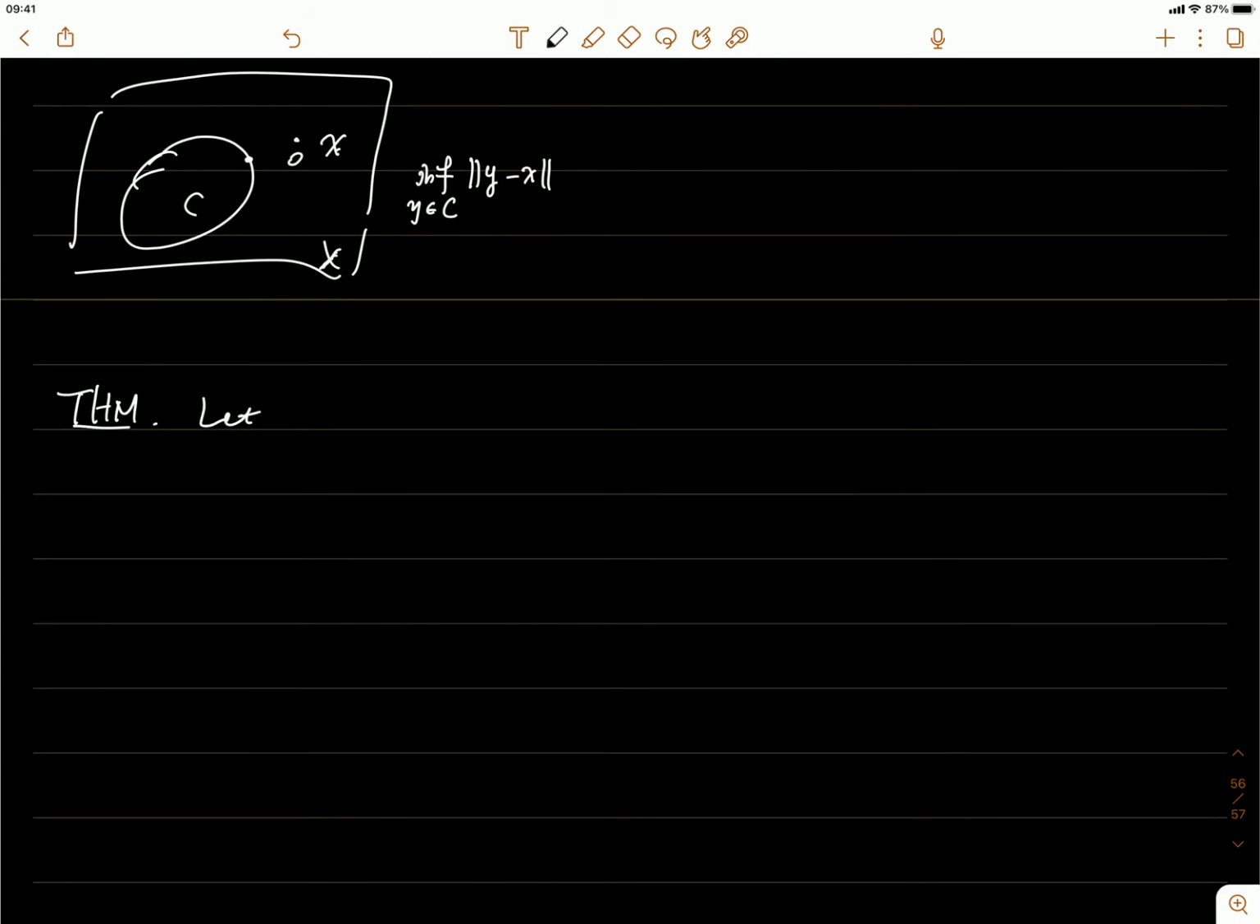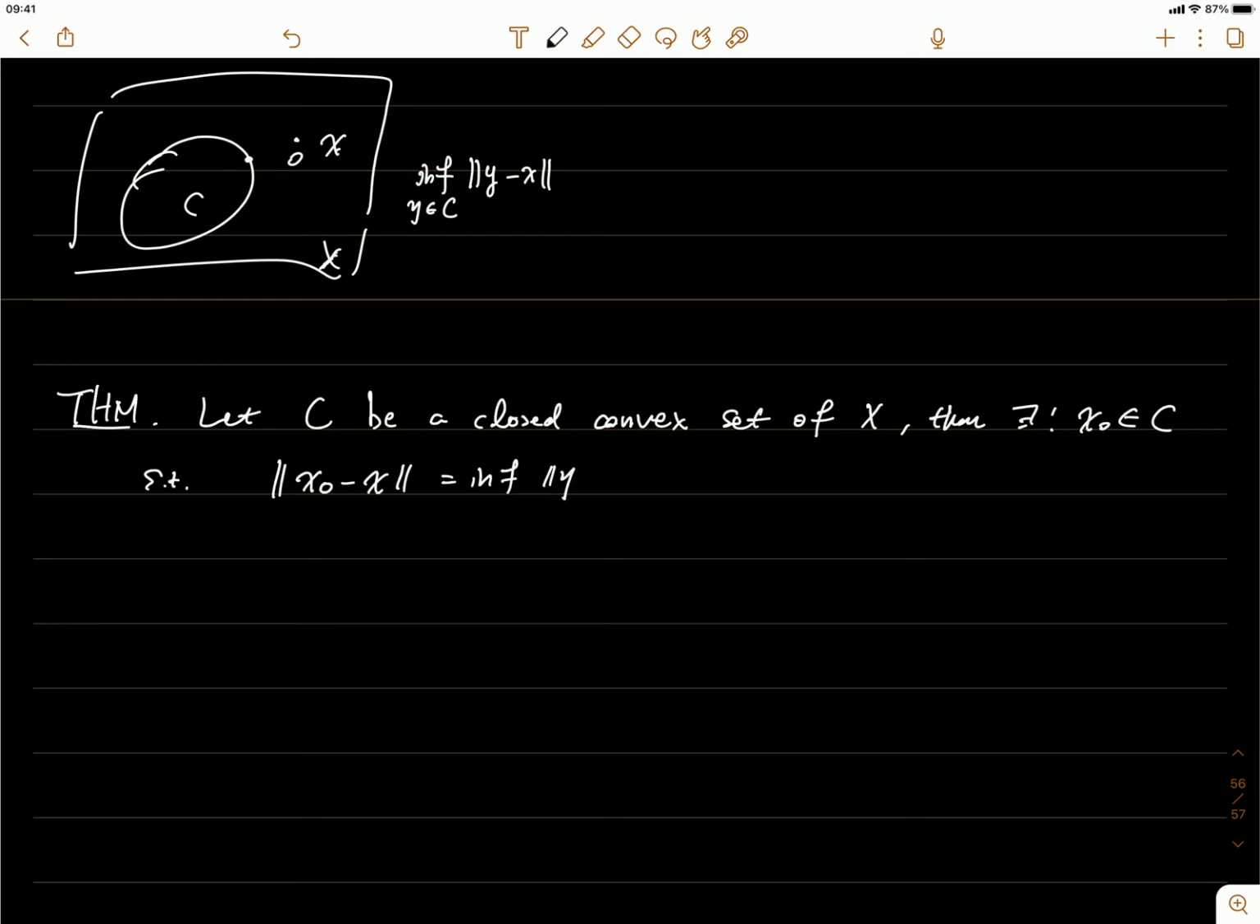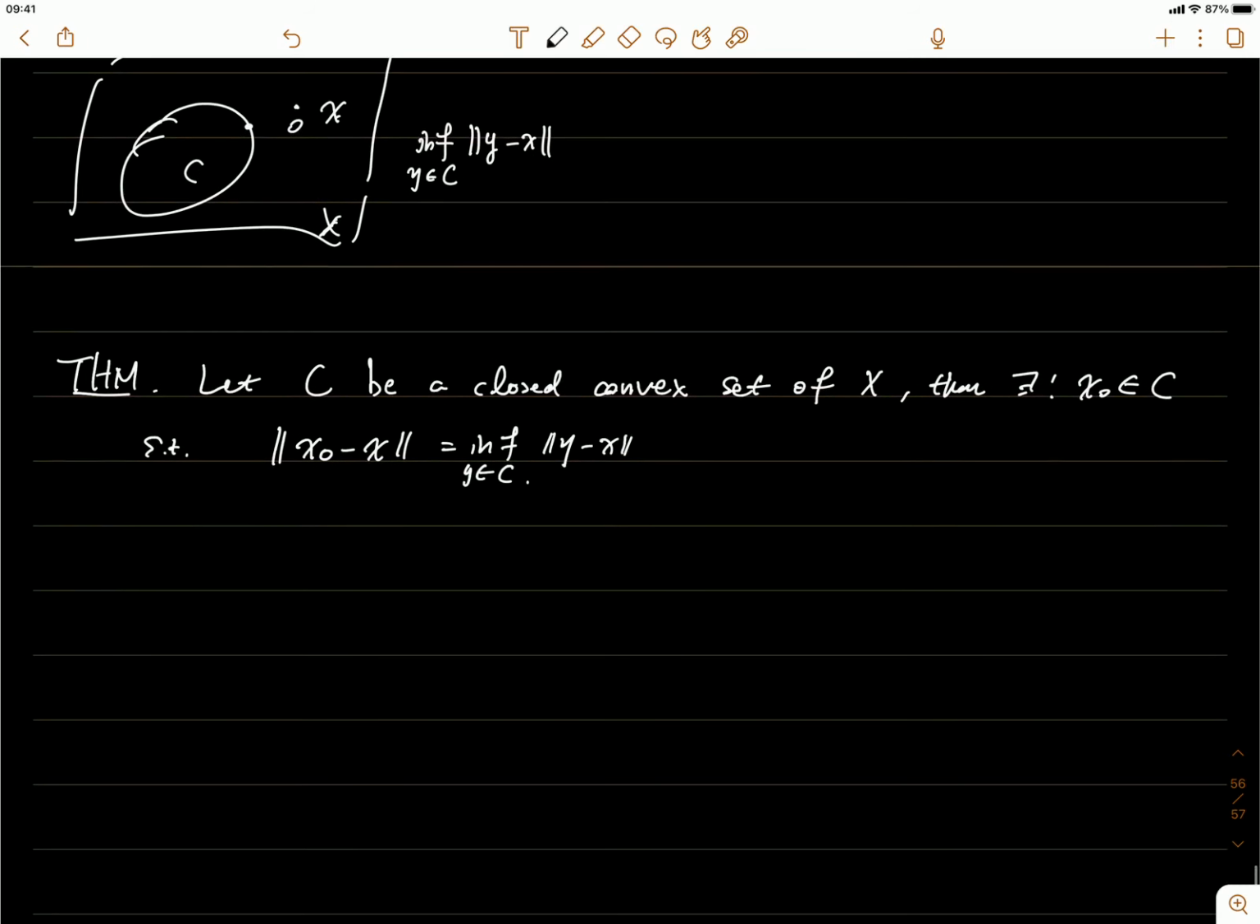So let's say C is a closed convex set of X. Then there exists a unique X0 from C such that the norm of X0 minus X is actually just the infimum of the norm of Y minus X, where Y is from C. Oh, sorry. So X is 0 right now.